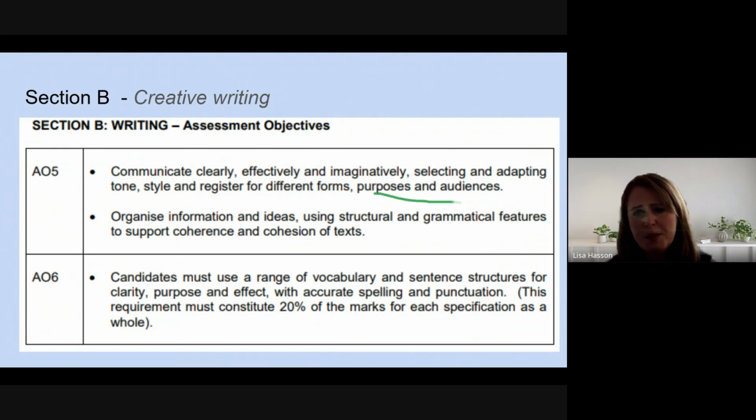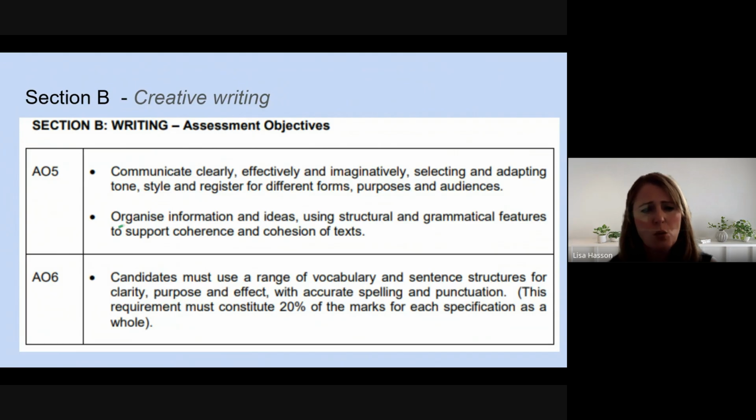In terms of your purposes and audience, I would hasten to say that this is more relevant perhaps to paper 1, where you have to write, for example, to persuade or advise or inform. An audience might include your peer group, or a more formal audience. I'm going to say that this is not something you need to worry about too much if you really concentrate on form here. So for form, you just want to be thinking about all those things that I've just gone through in terms of narrative voice and tense, etc.